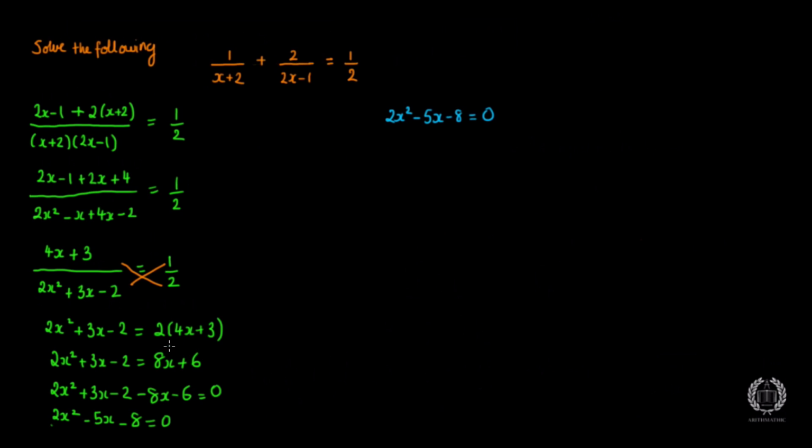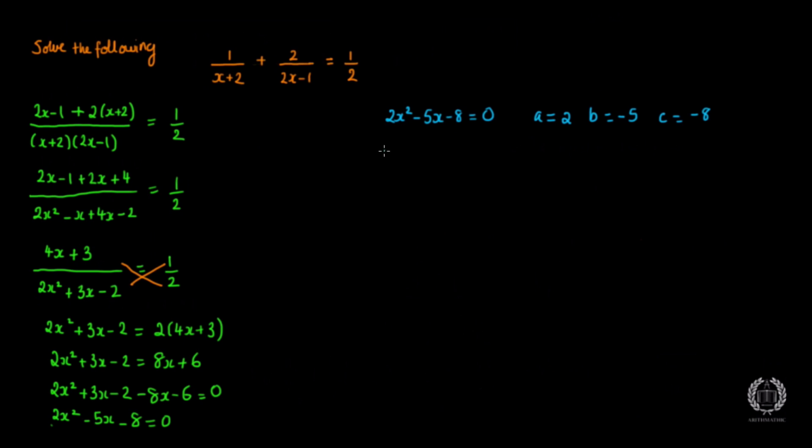Now we need to solve this equation. Again, we can use completing the square or the quadratic formula. Since people might struggle with completing the square, I'm just going to use the quadratic formula. Your a value is the number before x squared, which is 2. Your b value is the number before x, which is minus 5. Careful, not 5. And your c value is your constant number, minus 8.